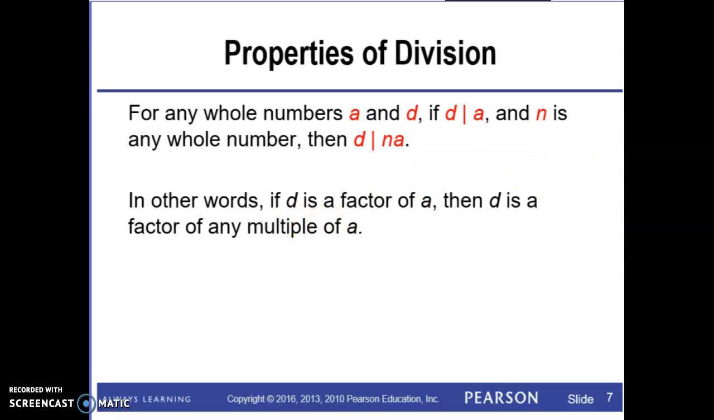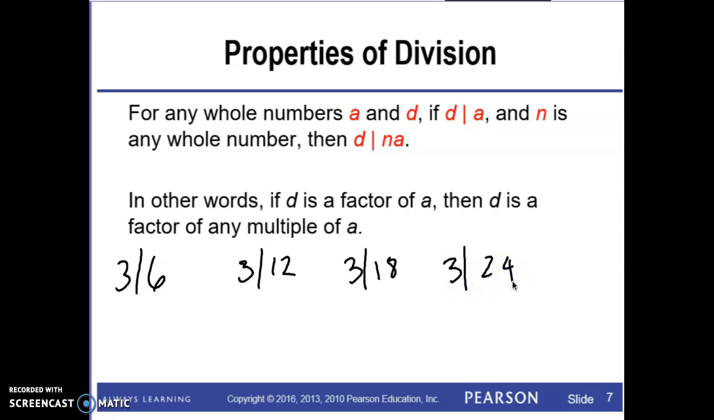So think about what that means. This is like what we said before. 3 divides 6. So 3 divides every multiple of 6 as well. 6 times 2, 6 times 3, 6 times 4. No matter what I multiply 6 by, 6 times 100, 6 times 25, right? Any of those are going to be divisible by 3 because 3 divides 6 to start with.